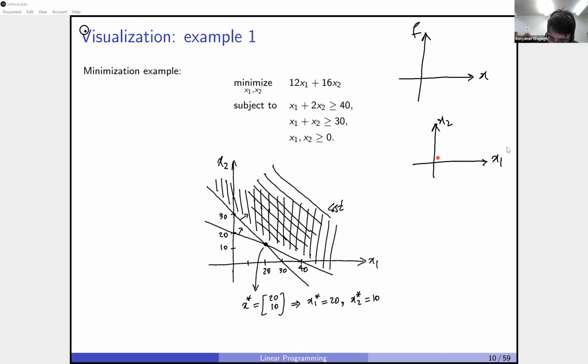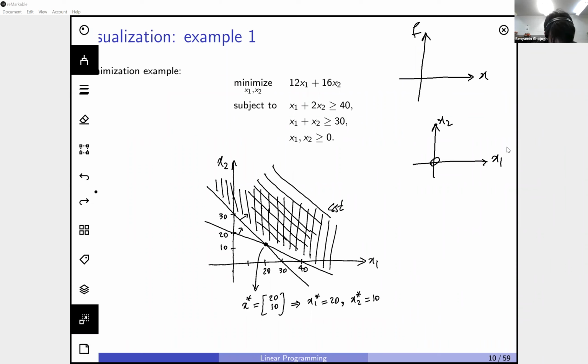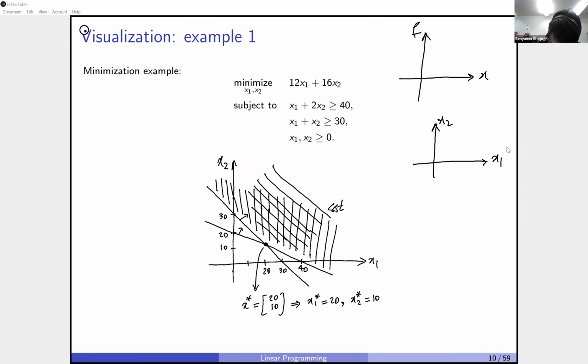And if, for example, here, the objective function can be drawn like this. And what does it mean? It means that the plane is coming up, for example, right? Because the objective function must be linear. And this line means that on this line, the objective function value is the same.